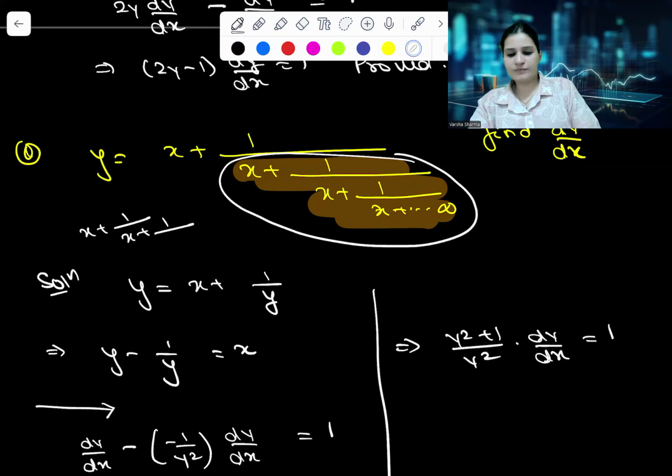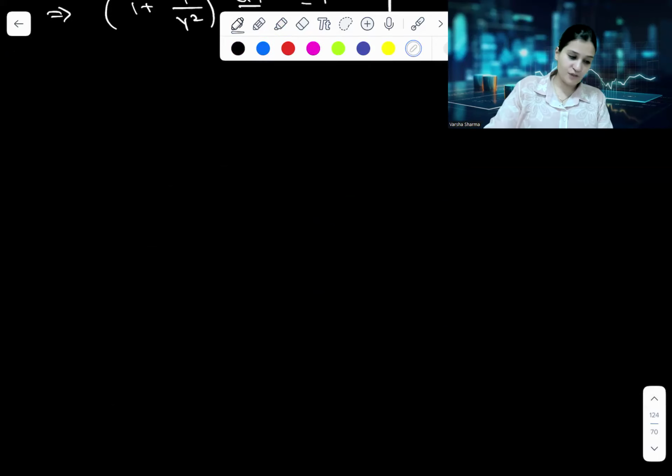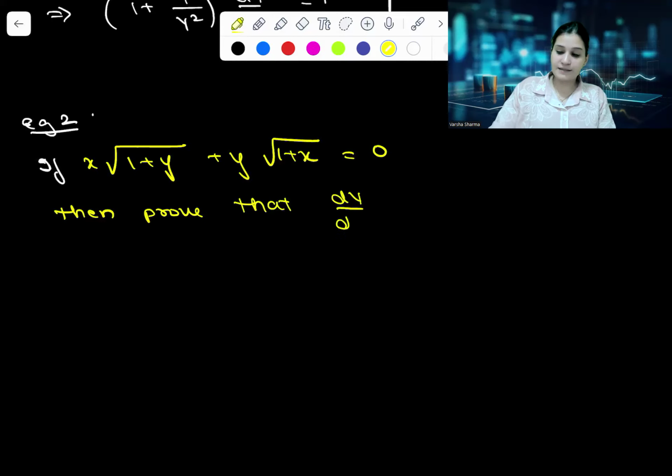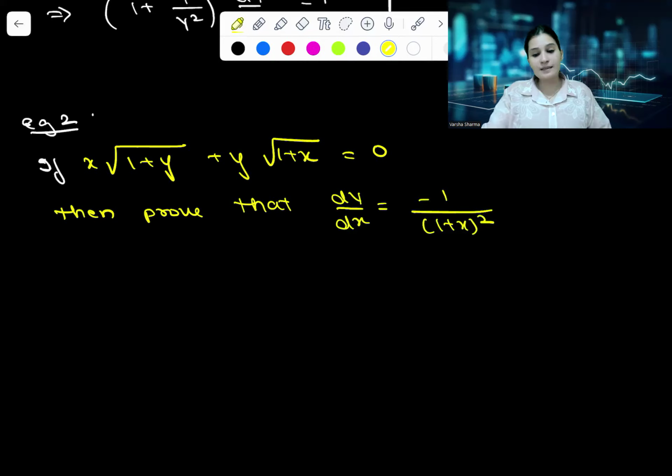Now, before moving forward, there's a sum in the example also, example 2 just before this. And it's a very important sum. Question: if x under root 1 plus y under root 1 plus x is 0, then prove that dy by dx equal minus 1 by 1 plus x whole square. Now, this is a proper learn sum. If you don't do it in a certain pattern, you won't get the answer. If you just directly differentiate, you will not get the answer.